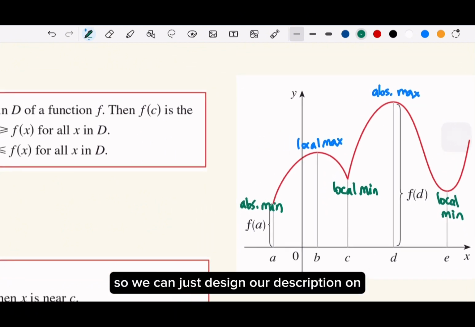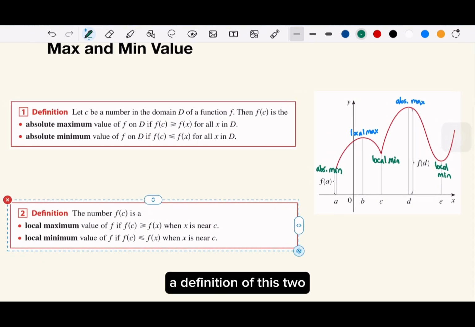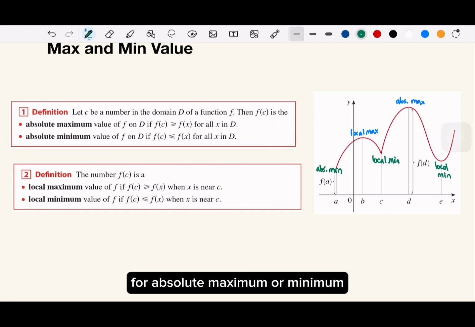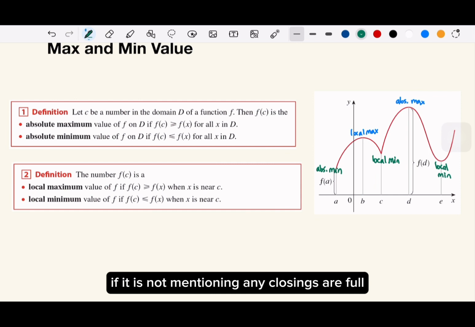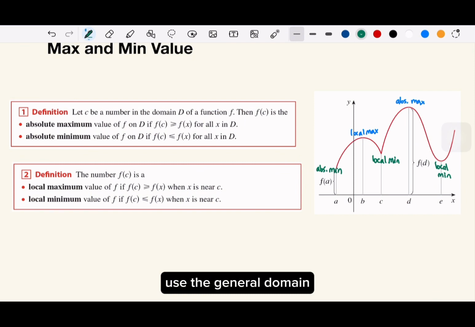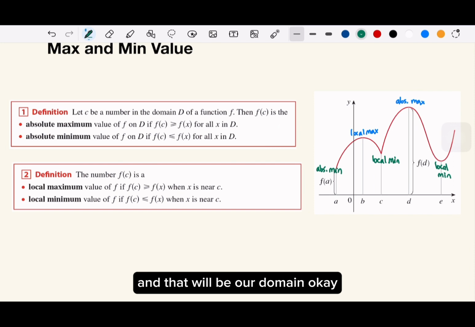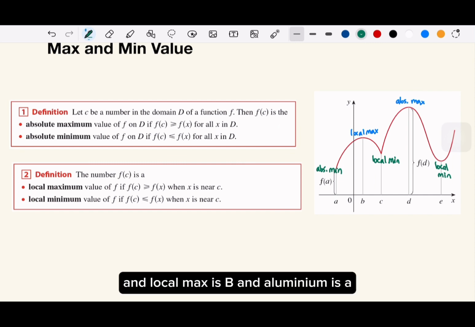So we can design our description based on the definition of these two. For absolute maximum or minimum, we are going to observe all the domain, okay? If it is not mentioning any closed interval, it means that we are going to use the general domain of that function. But if we are taking a closed interval like this one, from A to E, then that will be our domain. So we say that the absolute max is D, and the local max is B, and the absolute minimum is A.